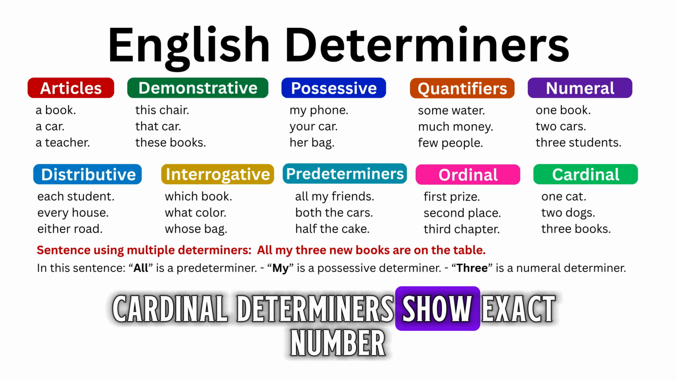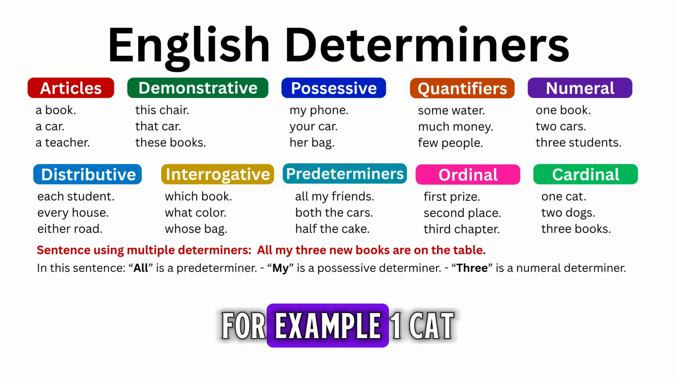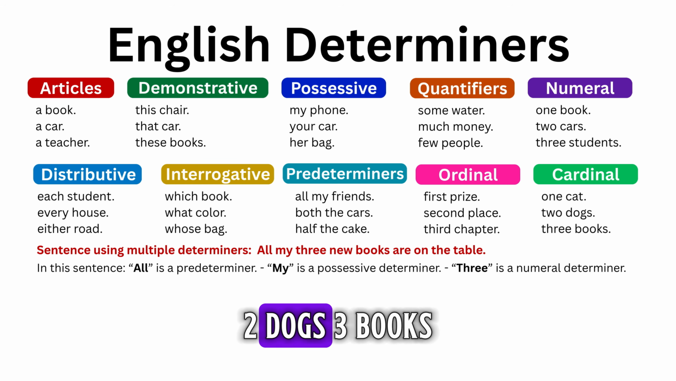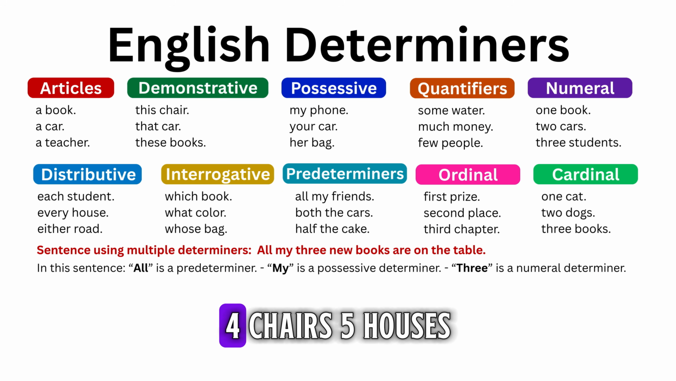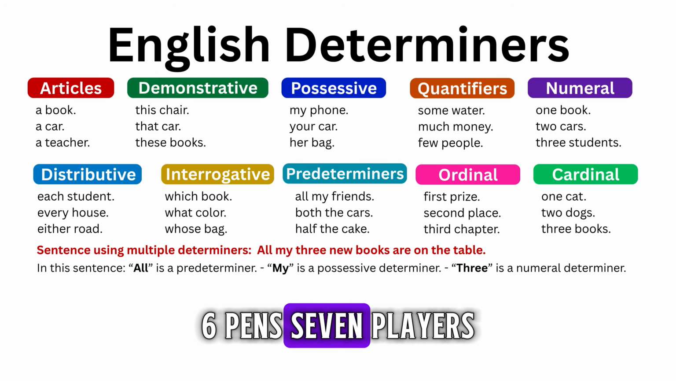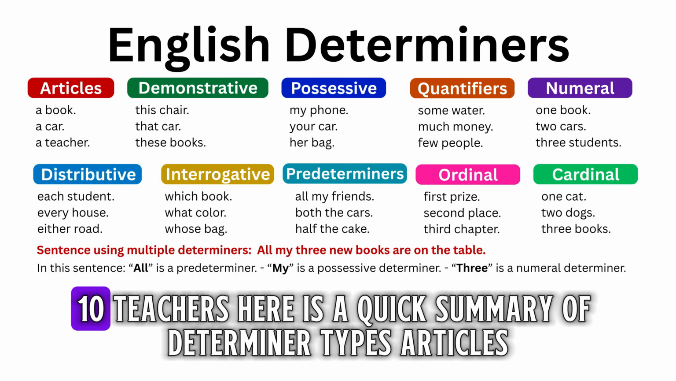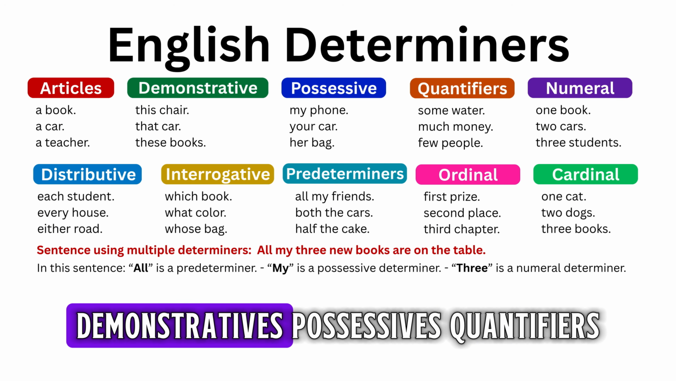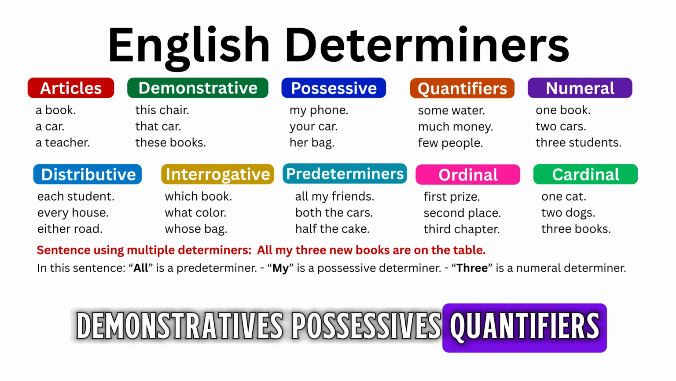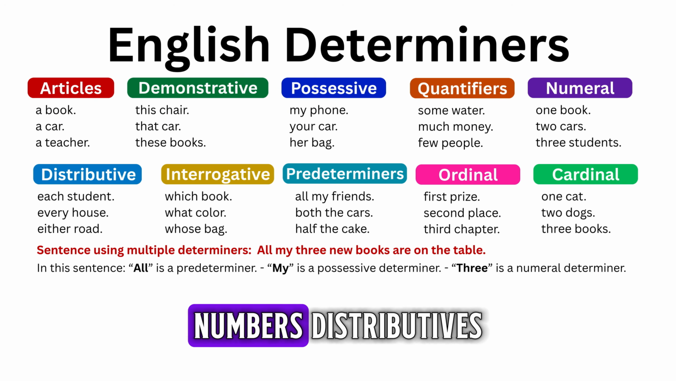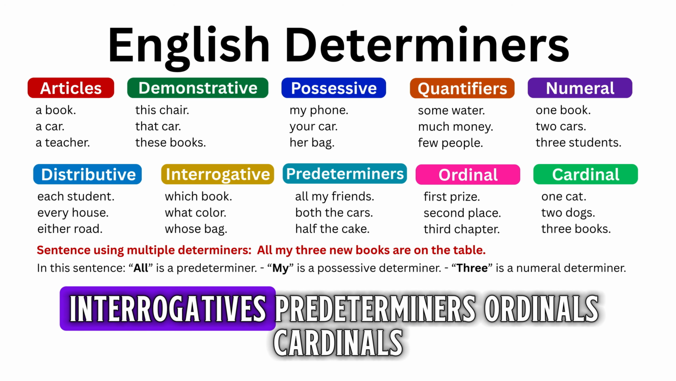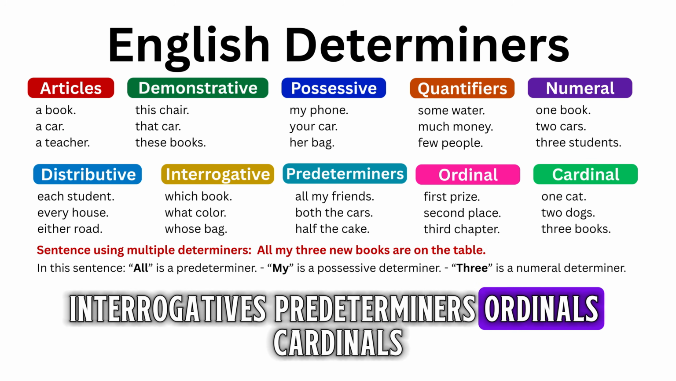10. Cardinal determiners. Cardinal determiners show exact number. For example, 1 cat, 2 dogs, 3 books, 4 chairs, 5 houses, 6 pens, 7 players, 8 trees, 9 computers, 10 teachers.